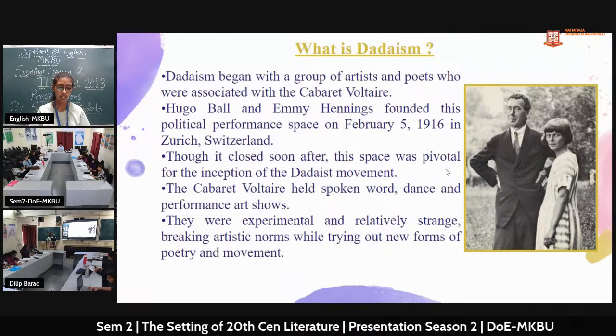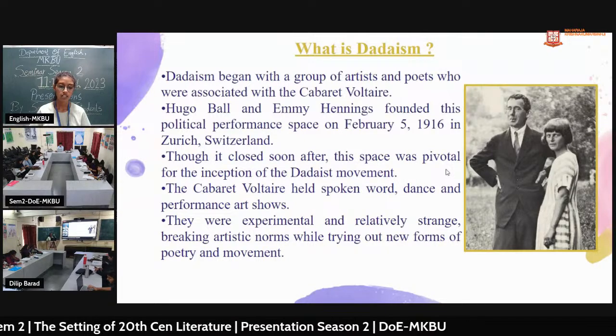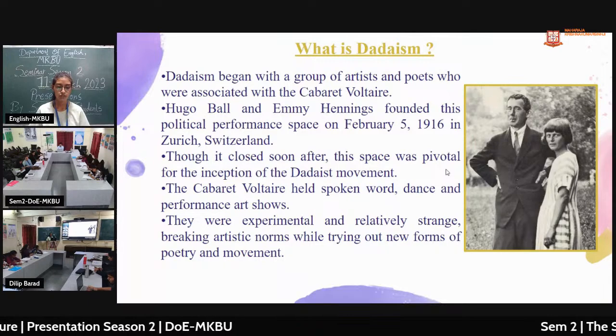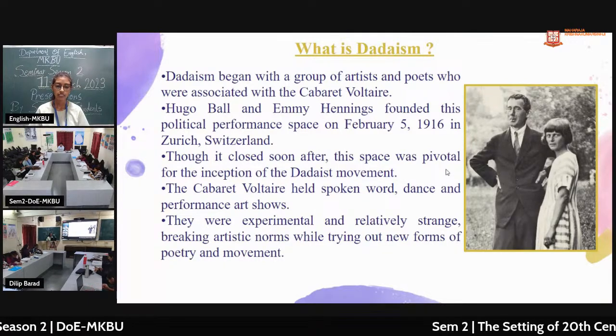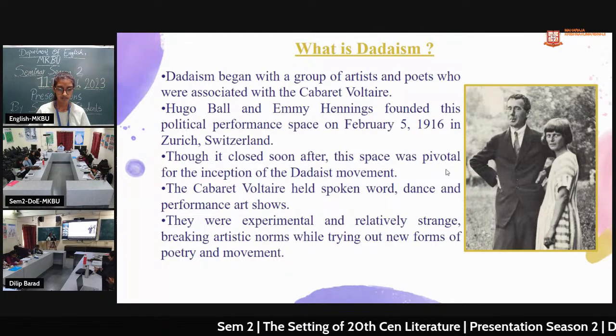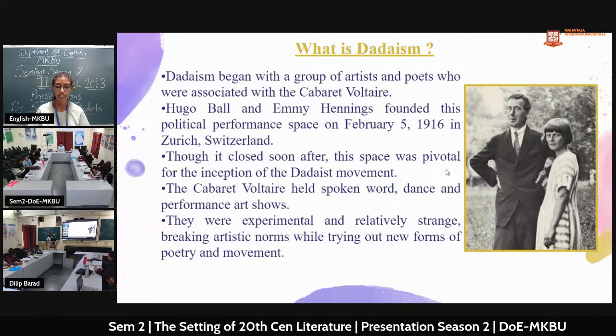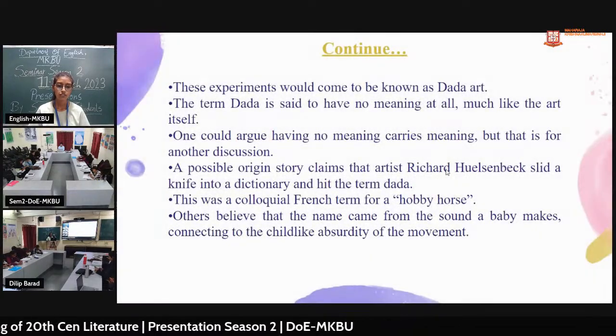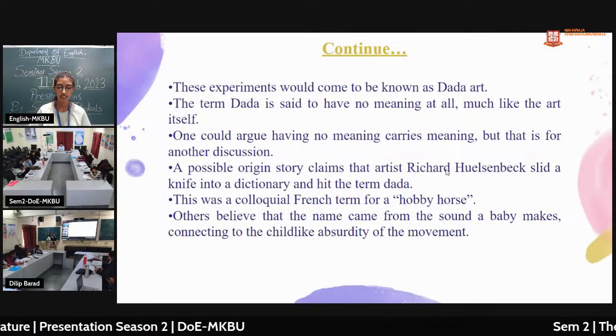The Cabaret Voltaire held spoken word, dance, and performance art shows. They were experimental and relatively strange, breaking artistic norms while trying out new forms of poetry and movement. These experiments would come to be known as Dada art.